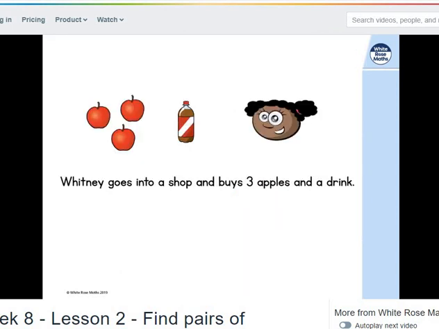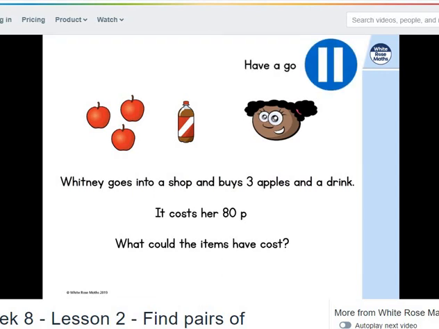I'm going to finish with a problem. Whitney goes into a shop and buys 3 apples and a drink. It costs her 80p to do this. What could the items have cost? Pause the video, have a bit of an explore about that.